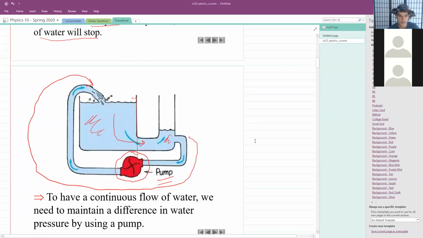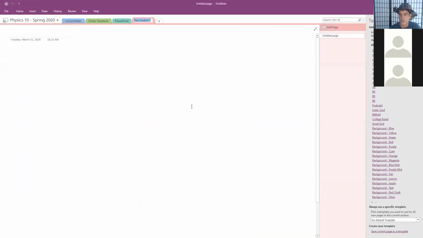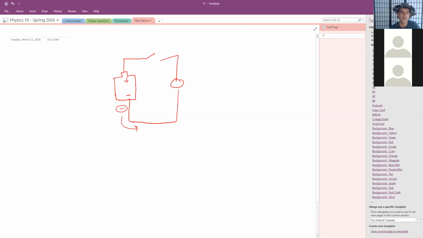Let me pull up another one. So for our circuits, we're going to start looking at, let's just say, a simple circuit: a battery. The battery is going to have a positive and a negative, and then I've got some wires with maybe a switch and then a light bulb. Once I close the switch, I'm going to have a force which is going to move electrons in the circuit, and they're going to go from the negative terminal to the positive terminal, almost like water flowing.